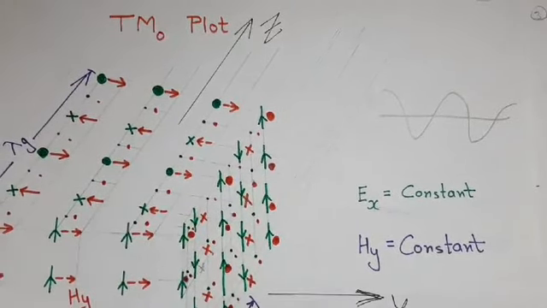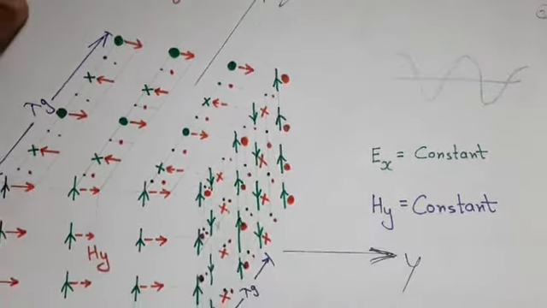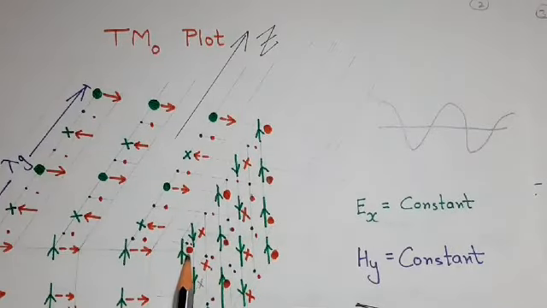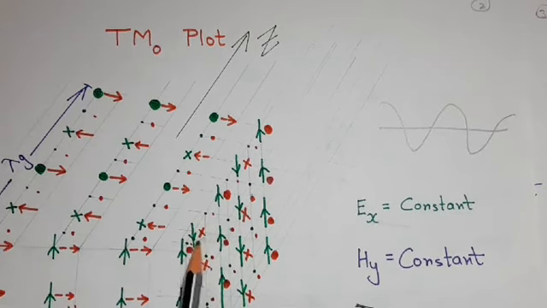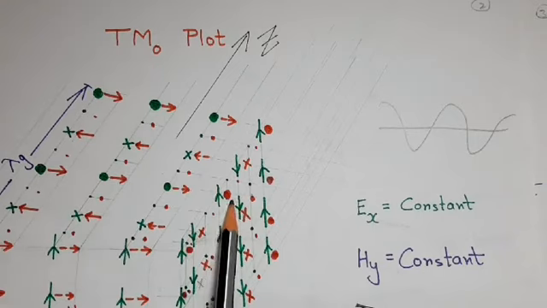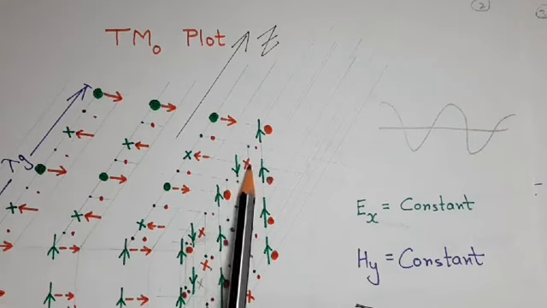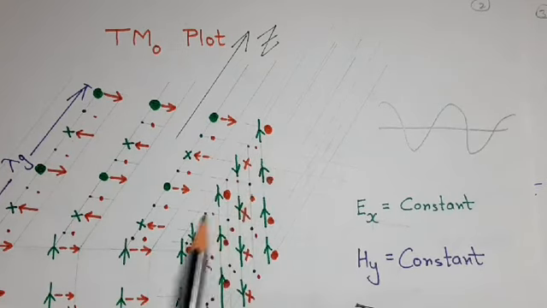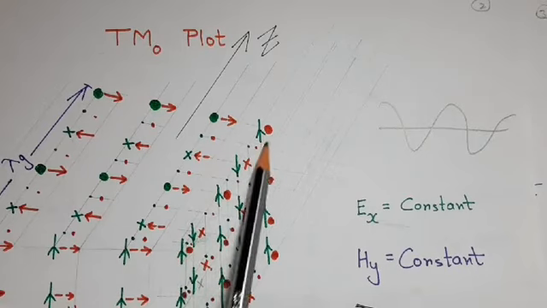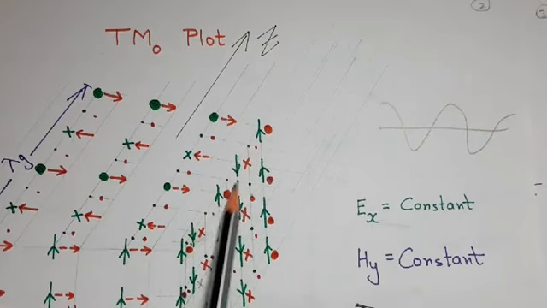So at z is equal to 0, the field is maximum. It can be shown by a thick dot with the Ex field. After a certain distance, it becomes 0. Then again negative maxima. Negative maxima means the field arrow is going away from us, so it can be represented by a cross. Then again 0, then positive maxima, then 0, then negative maxima, then 0, then positive maxima. So in this way, the magnetic field component Hy will also vary sinusoidally in the z direction.